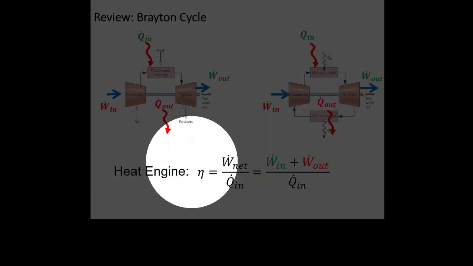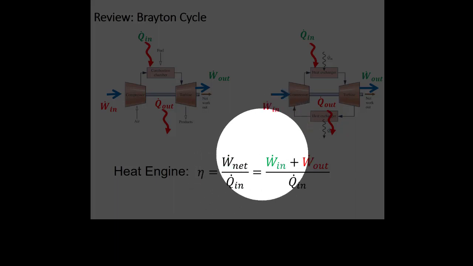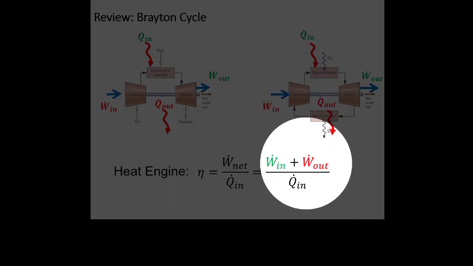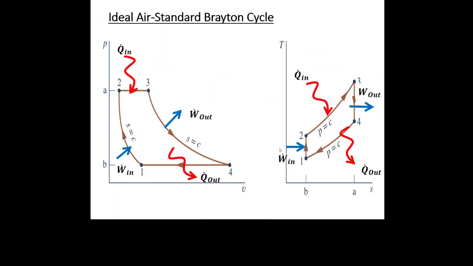So when we're talking about thermal efficiency, it's still net power divided by heat in, right? It's still turbine powers plus compressor powers divided by heat rate in. I'm still going to use the same version of the first law to get those answers, right?